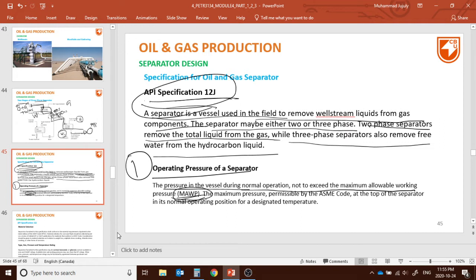The operating pressure of a separator should not exceed MAWP. That means it would be less than or equal to MAWP. All right, so MAWP we will determine, or calculate, using the ASME code. Remember that.